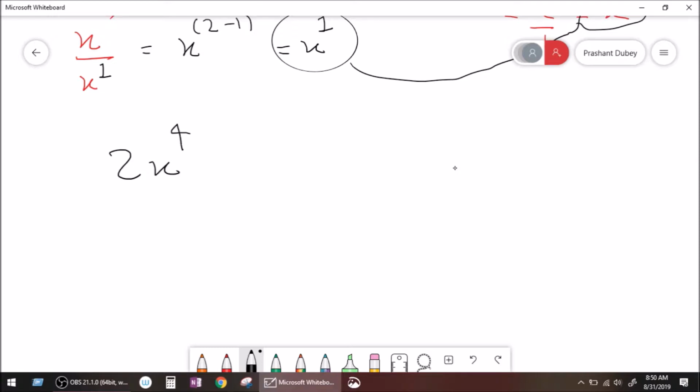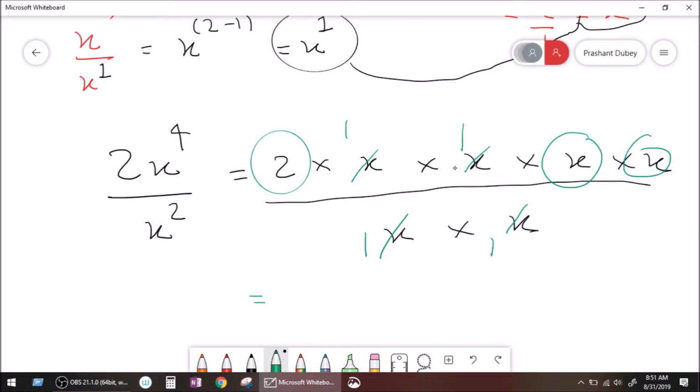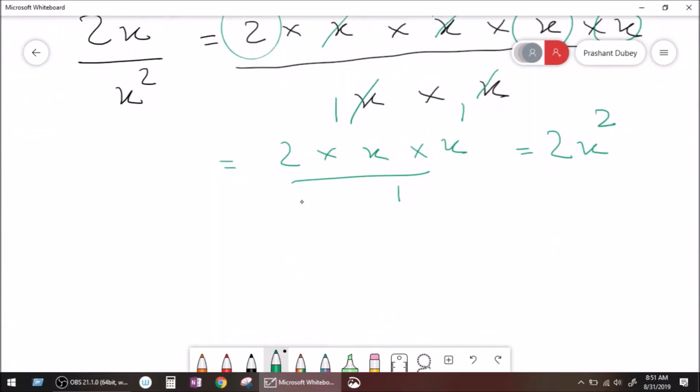What about this one? 2x to the power 4 divided by x to the power 2. Equal to 2 times x times x times x times x, whole over x times x. Right, class? So x times 1, x times 1, x times 1, x times 1. What is left? 2 times x times x, equals 2x to the power 2. Okay? Or we can also do it like this.